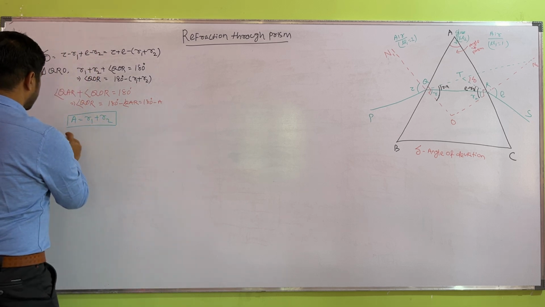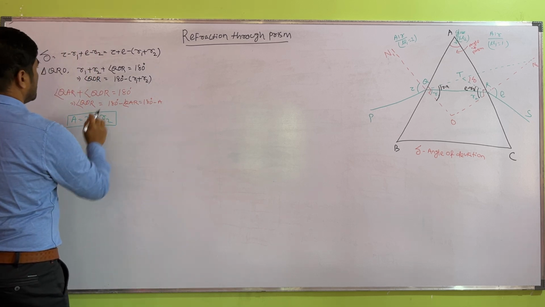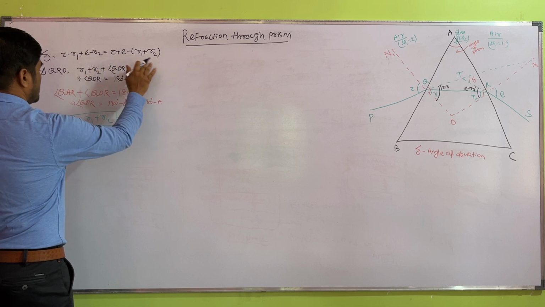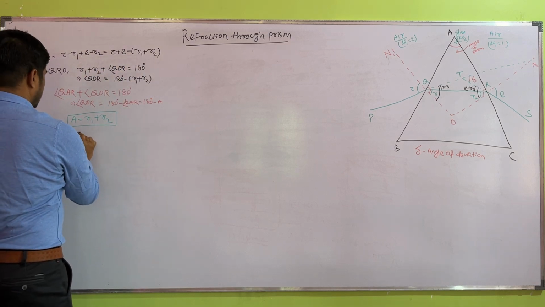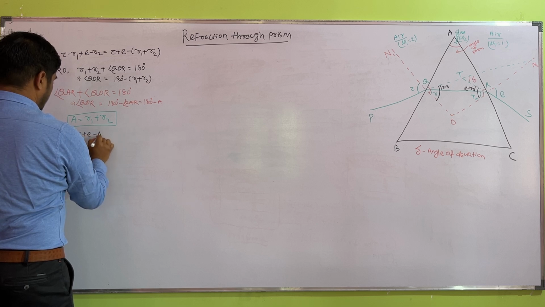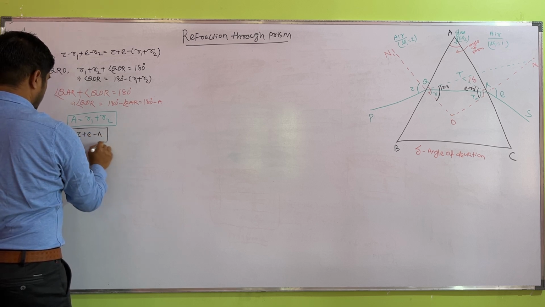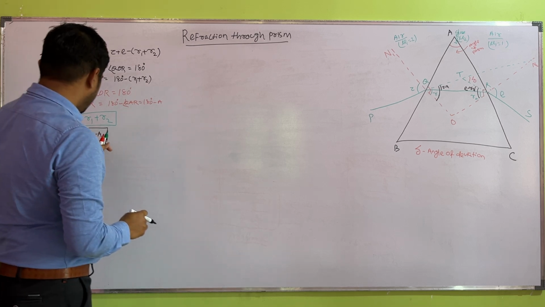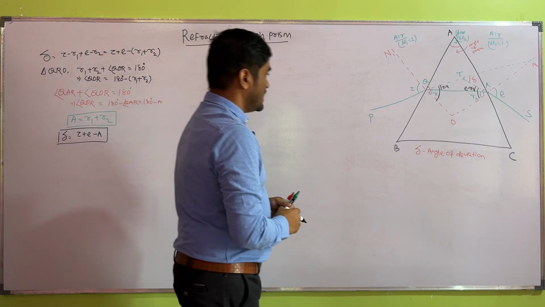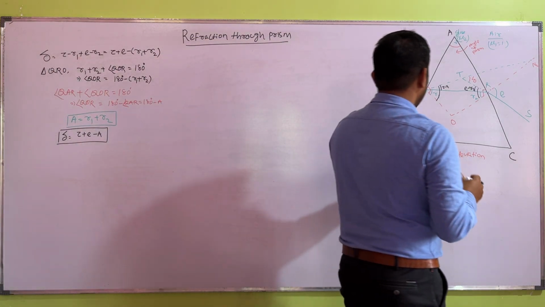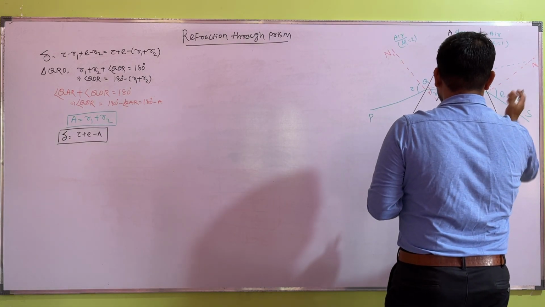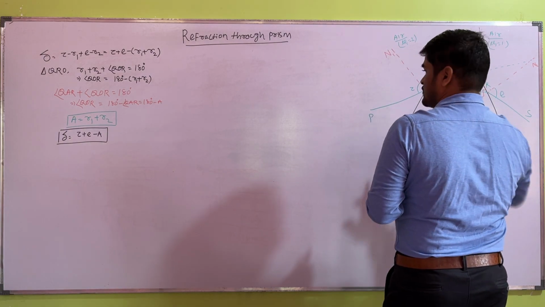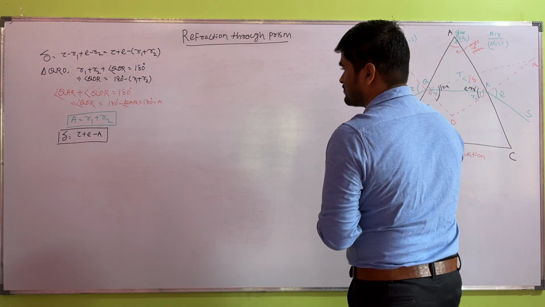So put this value into the value of the angle of deviation. The angle of deviation delta will be equal to I plus E, and in place of R1 plus R2 you can write A. So that is I plus E minus A. Clear? This is the value of the angle of deviation: angle I, the incident angle, angle E, the emergent angle, minus the angle of prism.